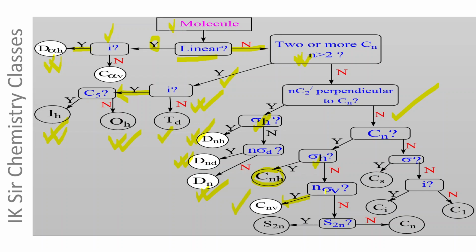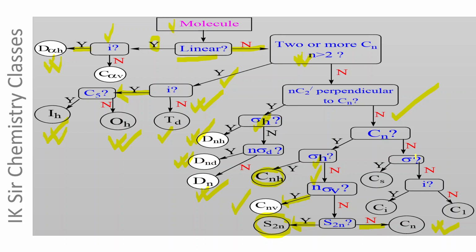And if n σv are not present in the molecule, then we will see if S2n is present in the molecule, where it is 2n, here it is n. Is S2n present in the molecule? If S2n is present in the molecule, its point group will be S2n, and if S2n is not present in the molecule, its point group will be Cn.